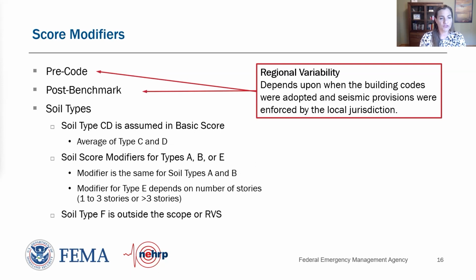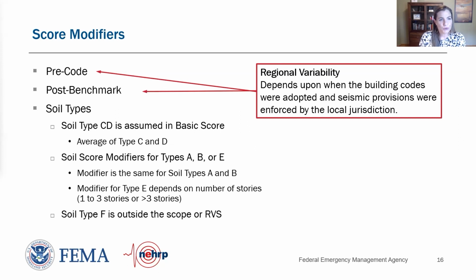And similarly, post-benchmark is going to be a year when the community adopted and started enforcing a modern building code with seismic provisions. And so if your building was built before the pre-code year or after the post-benchmark year, we get to apply a modifier. The post-benchmark modifier is positive because it means that your building is newer and was designed for good codes. And so your score increases. And the pre-code modifier is negative because it indicates the building is old and wasn't designed for seismic forces.